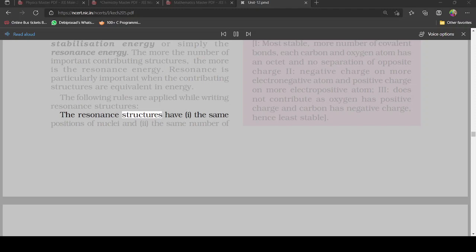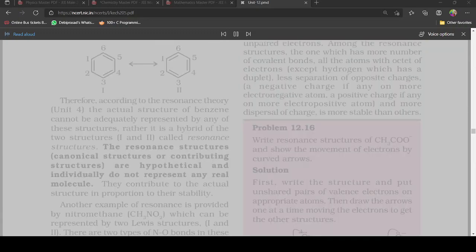The resonance structures have 1, the same positions of nuclei, and 2, the same number of unpaired electrons. Among the resonance structures, the one which has more number of covalent bonds, all the atoms with octet of electrons except hydrogen which has a duplet, less separation of opposite charges, a negative charge if any on more electronegative atom, a positive charge if any on more electropositive atom, and more dispersal of charge, is more stable than others.